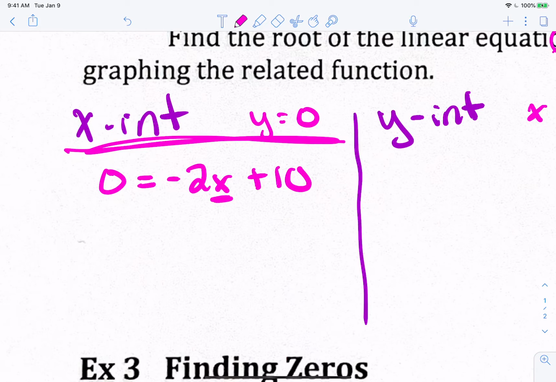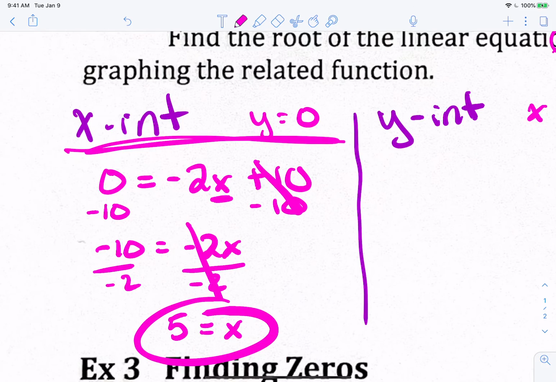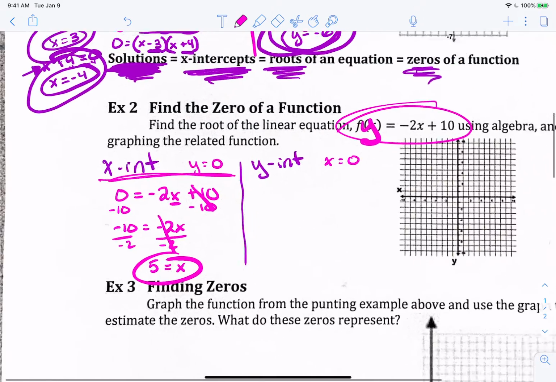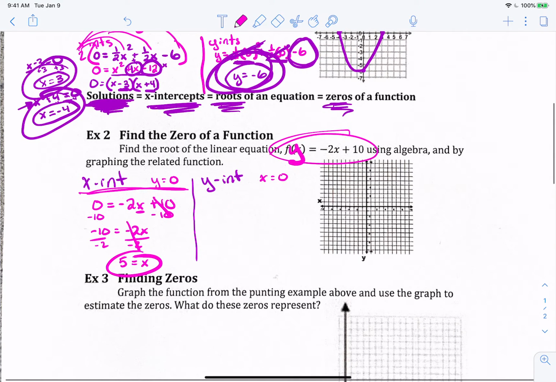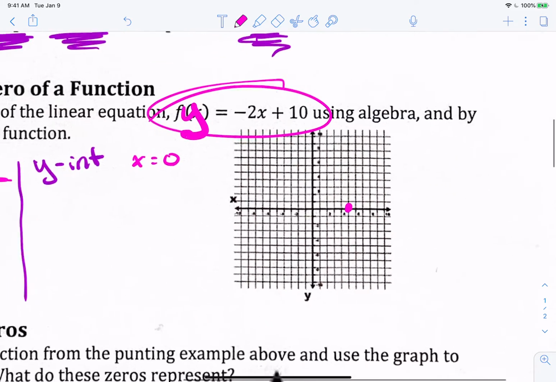What would you move? 10. Subtract the 10. Move the 10 to the other side. So negative 10 equals negative 2x. Then, to get the x by itself, divide by negative 2. What's negative 10 divided by negative 2? 5. X equals 5. So that is my x-intercept. I'm going to go over to the 5 and put a dot right there on my graph. The x-intercept is 5.